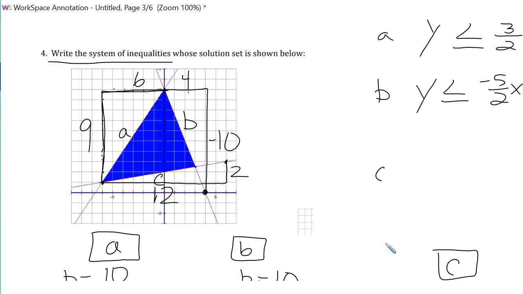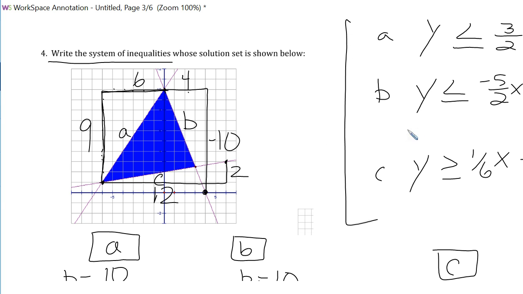So that means if we want all of the points that are above it, y is greater than or equal to, notice the line is not dotted, 1/6 x plus 2. So that is the system of inequalities right here. This is the system of inequalities.